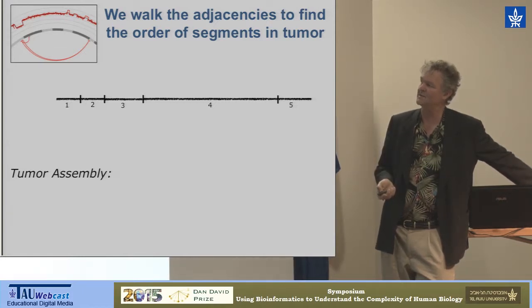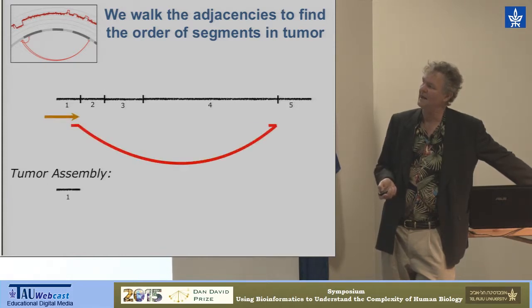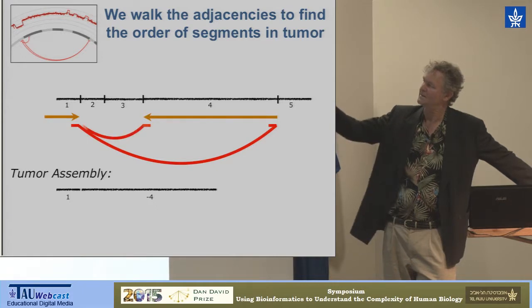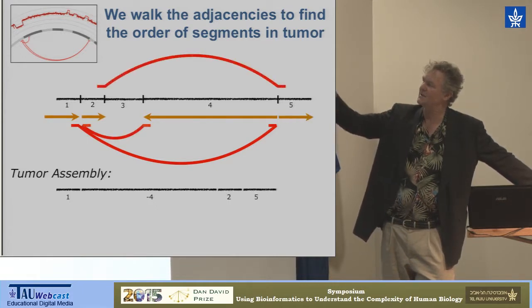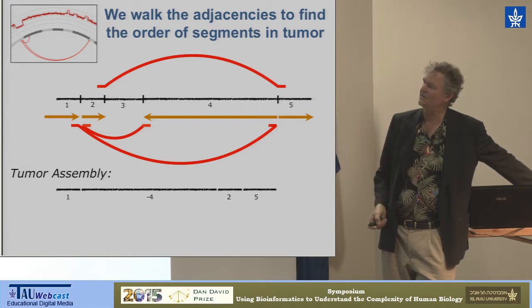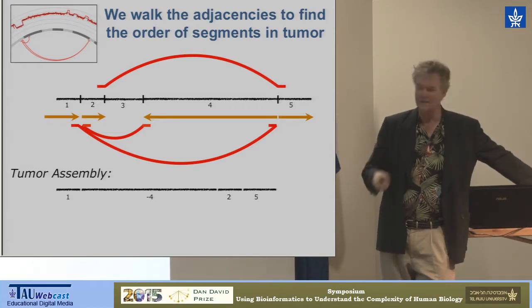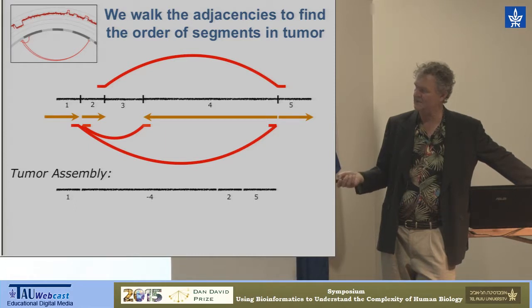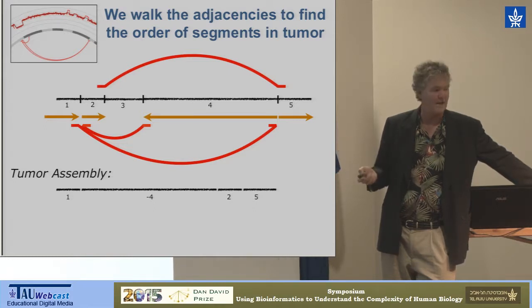There are 5 regions, 1, 2, 3, 4, 5. We have tumor reads starting here that jump over to this side of 4 and then jump back 2, 3, and so forth. And so if you walk these connections, you see that the prediction is that the tumor will have the first segment, then an inverted version of the 4th segment, then the 2nd segment, then the 5th segment. And it skips over 3 according to this path analysis.